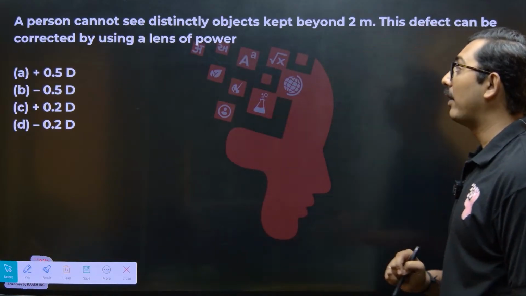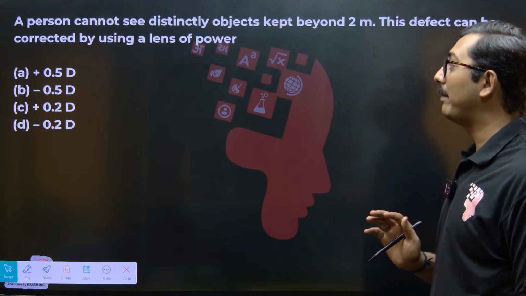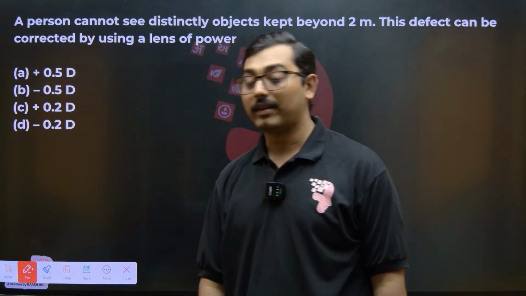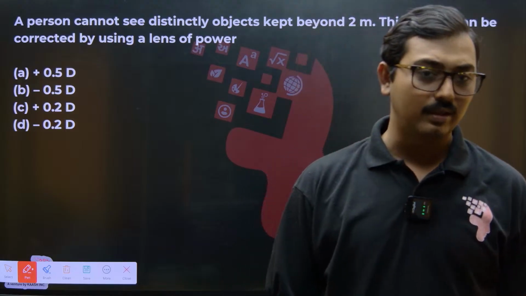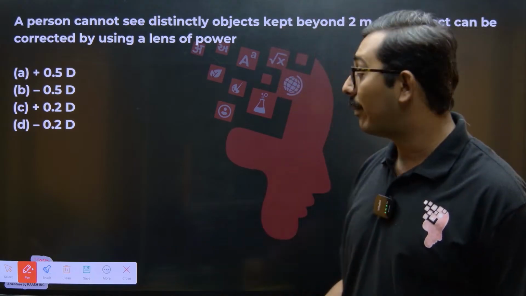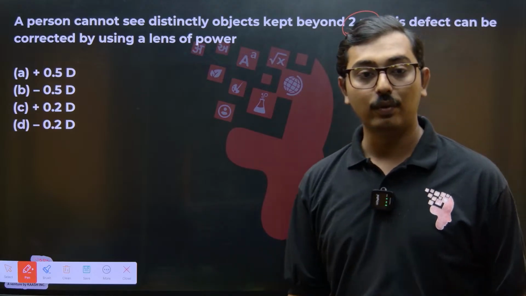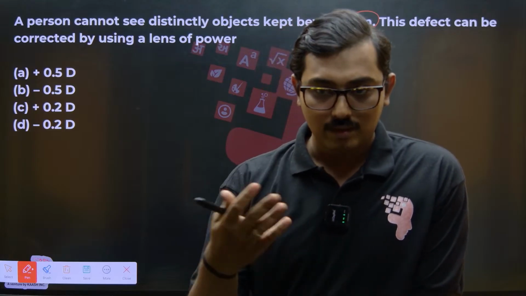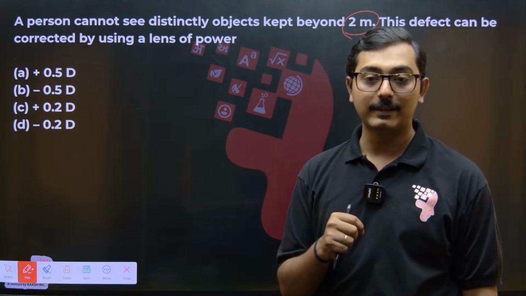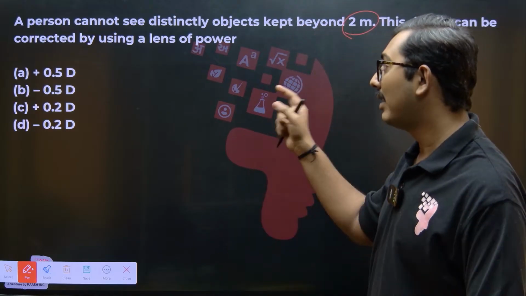Now, a person cannot see distinct objects kept beyond 2 meters. This defect can be corrected by using a lens of power. Okay, same kind of question: with the help of power, with the help of this value, 2 meters, you can find the focal length and power of that lens. And when you find the power of that lens, you will be able to get the answer.